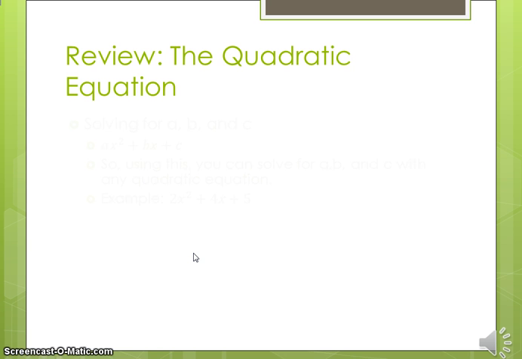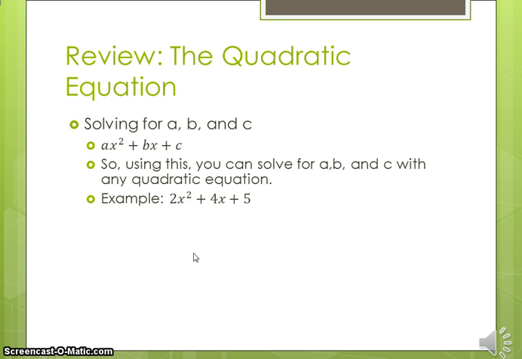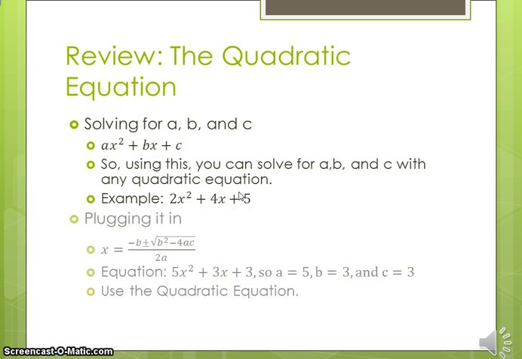Reviewing the quadratic equation. Solving for a, b, and c. ax squared plus bx plus c is the equation you use. So using this, you can solve for a, b, and c with any quadratic equation. Example, 2x squared plus 4x plus 5. A has been replaced by 2, so you know a equals 2. B has been replaced by 4, so you know b equals 4. And c has been replaced by 5, so you know c equals 5.